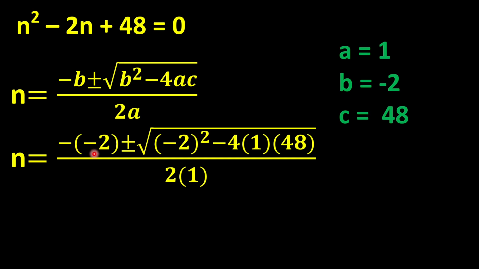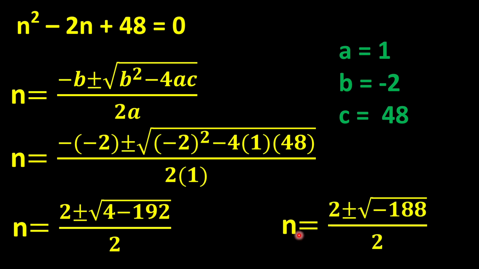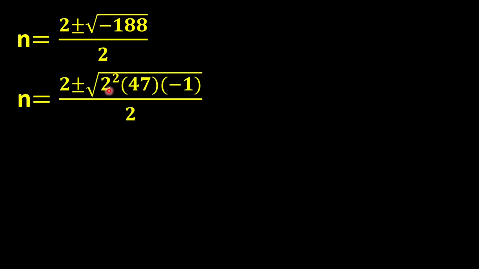And now this minus and minus will become plus, because these are multiplied. Plus minus square root of this minus 2 squared will become 4, and this 4 times 1 times 48 equals 192. In the next step, 4 minus 192 equals minus 188. So the equation will become n equal to 2 plus minus square root of minus 188, divided by 2. And now we can write this minus 188 as 2 squared times 47 times minus 1.